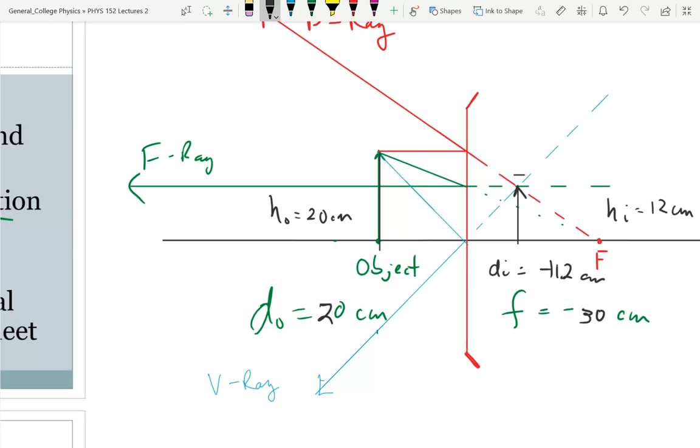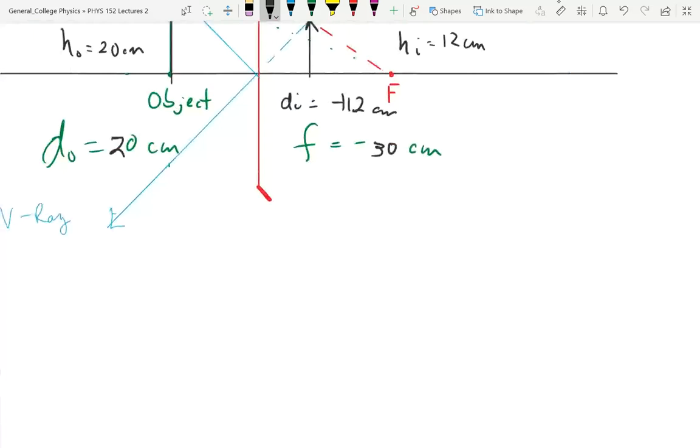Is it true that if the focal point is behind the object, then it's always going to be a virtual image? Is there any kind of set rule that we can know, like, if this happens, it'll be virtual, and if this happens, it's real? Sure. So here are some rules.